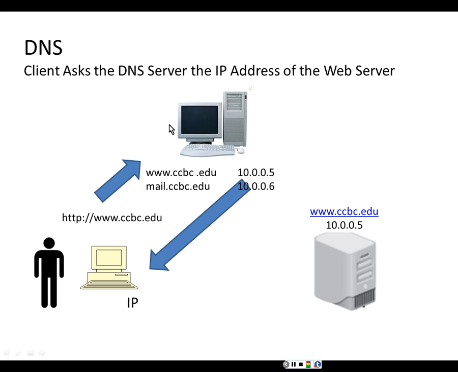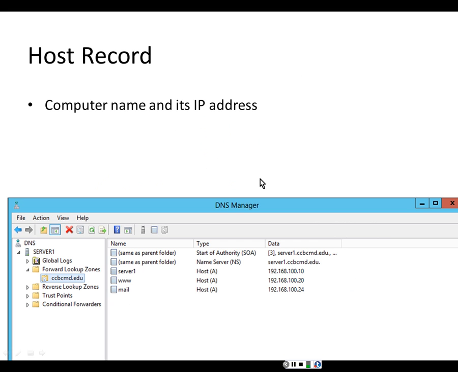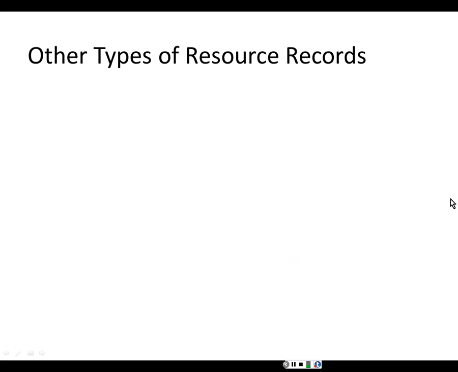If we look at our DNS server, the DNS client asks the DNS server the IP address of the web server. The DNS server has host records on it, and a host record is the name of a computer and an IP address. Here's an example of a host record. Server 1 shows server 1 and its corresponding IP address. This shows the web server and its corresponding IP address. These are called host records. Sometimes they call them A records for address. This is the most common type of DNS record, but there are other types of resource records as well.